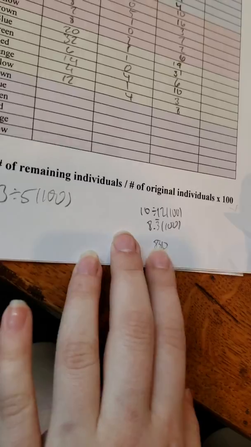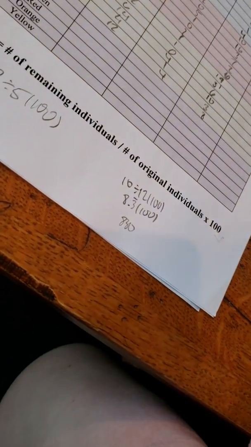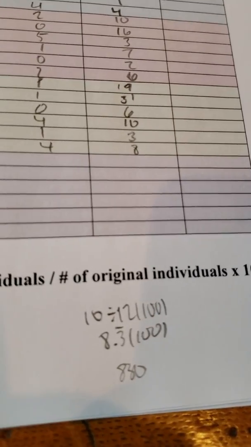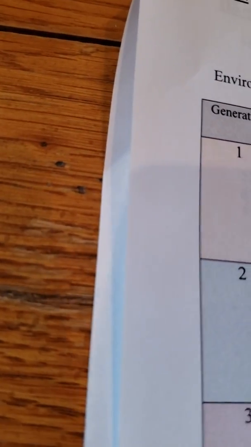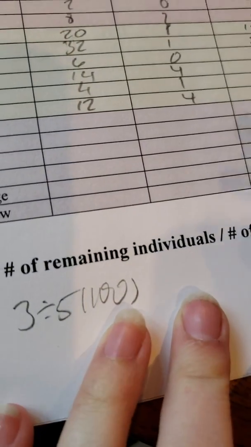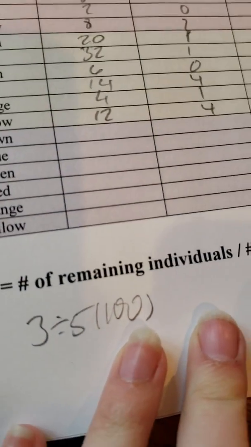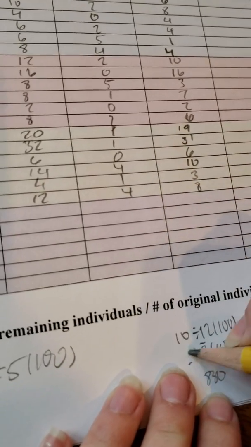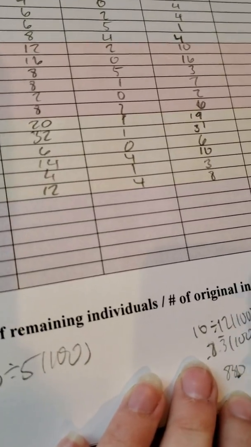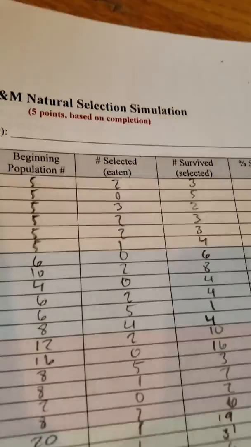Let's see. So would you get 8%? 830. No, that doesn't make sense. You did that wrong. Which one are we doing? Okay, 10 divided by 12 is... Oh, so it's 83%. Equals 83.